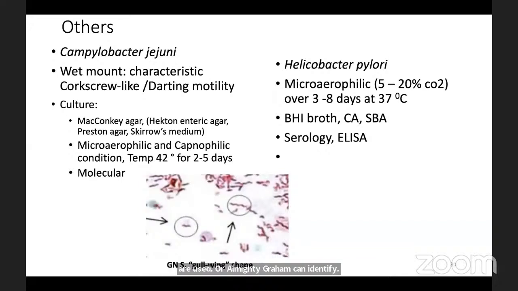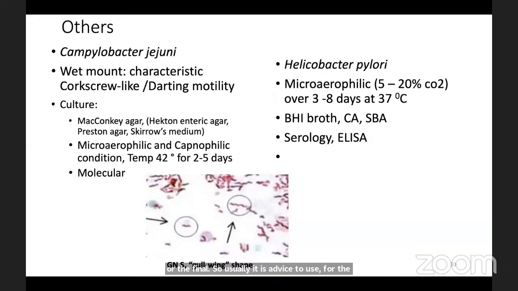This one has a peculiar seagull wing. It's like when a bird opens its wing, and that particular bird is called seagull. So it's the seagull shape, gram-negative seagull wing. And usually when you are staining for this, the safranin or the final stain doesn't work. So usually it is advised to use carbol fuchsin to do the final staining for the Campylobacter.